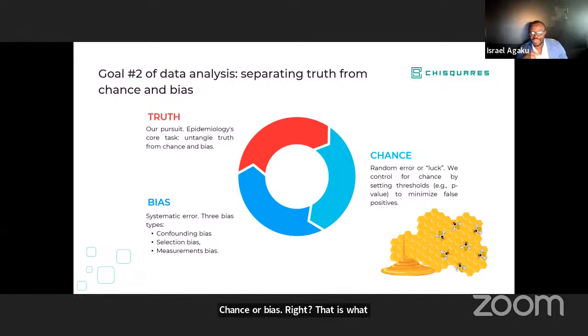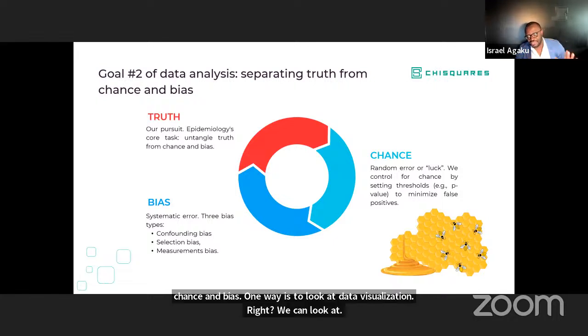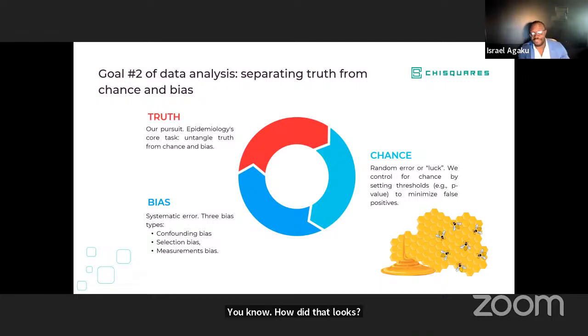We want the truth, but the truth isn't just hanging in space. The truth is surrounded by, like you have this image here where the honey is nested within honeycombs and within bees. To get that honey, you have to extract it from that honeycomb, and you have to separate it from the bees. The same thing applies to research. We want the truth, but the truth is masked by chance and it's masked by bias. So how do we uncover the truth from chance and bias? One way is to look at data visualization. We can look at how the data looks, and that tells us that, okay, this clearly looks like something is wrong and we have to make corrections for that.